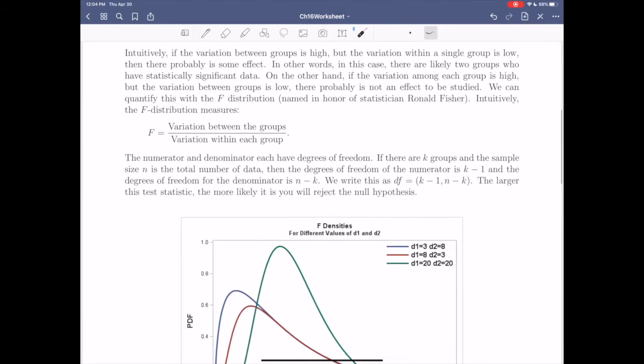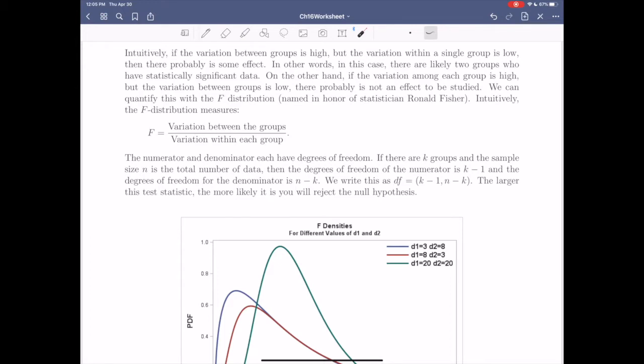So an F distribution intuitively just looks at that variation between the groups and divides that by the variation within each group. Now there's going to be degrees of freedom for each of the numerator and denominator. For the numerator, the degrees of freedom is k minus 1, where k is the number of groups. For the denominator, the degrees of freedom is n minus k, where n is the total sample size, so it's the sum of all the sample sizes of the groups, minus the number of groups, so it's n minus k.